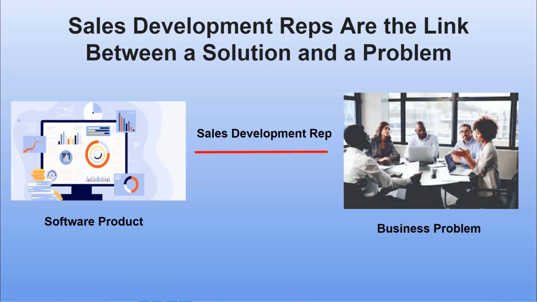So you're the link between a solution and a problem. Let's say you work for this software company that sells a software product, right? And there's another company who has a business problem. So how do you get your software product to that business to solve their problem? Basically, that's where you come in. You're the person who introduces the software product to the business and teaches them how it can solve their problem. So you make the connection between a problem and a solution. And that's your job as a sales development rep. That's the high level overview.